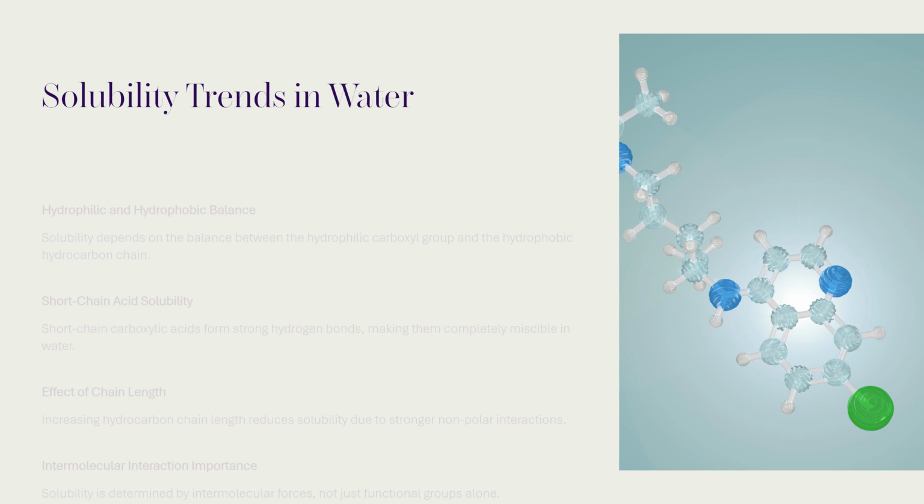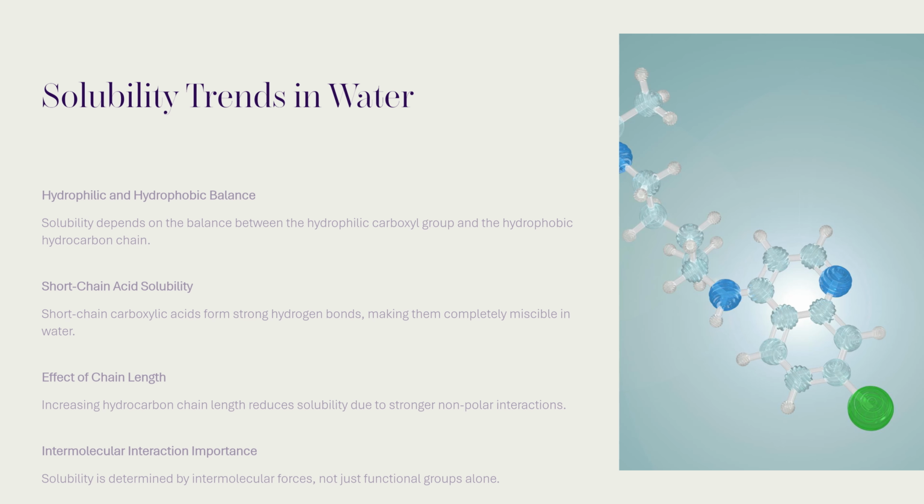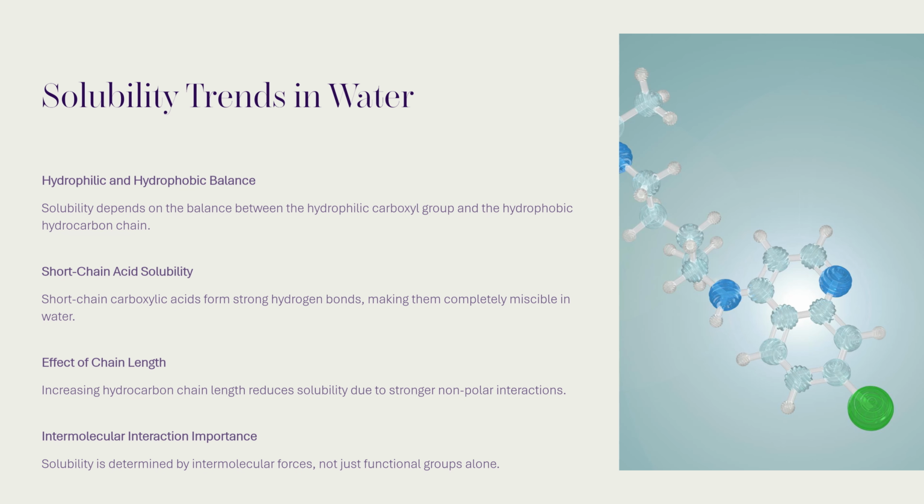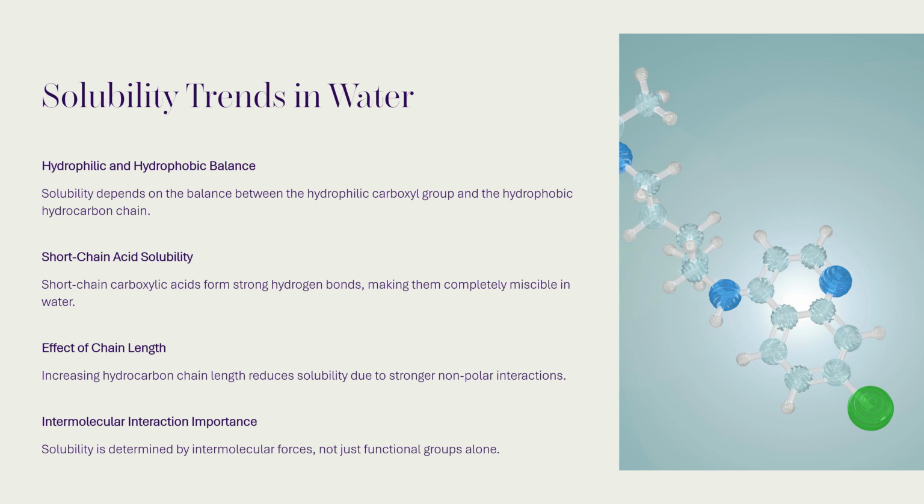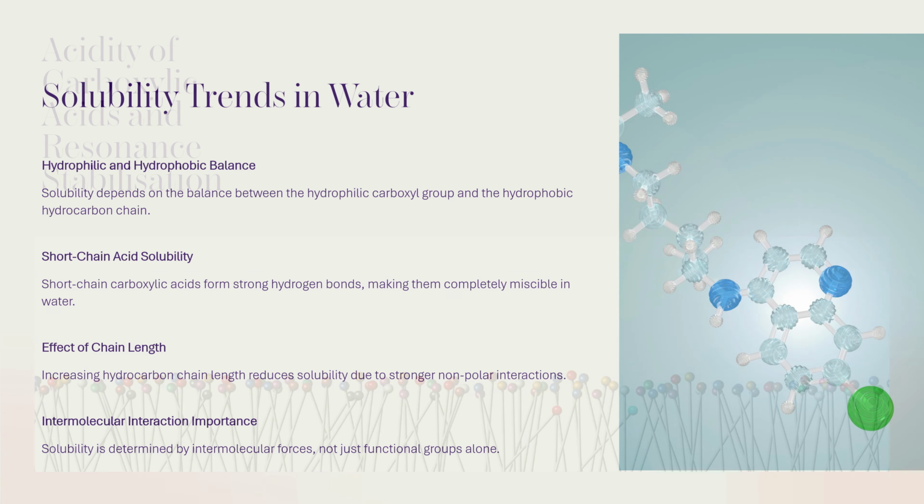The solubility of carboxylic acids in water depends on the balance between the hydrophilic carboxyl group and the hydrophobic hydrocarbon chain. Short-chain carboxylic acids, such as methanoic and ethanoic acid, are completely miscible with water because the COOH group can form strong hydrogen bonds with water molecules. As the carbon chain length increases, the non-polar hydrocarbon portion becomes more significant, reducing overall solubility. For example, hexanoic acid is only slightly soluble in water.